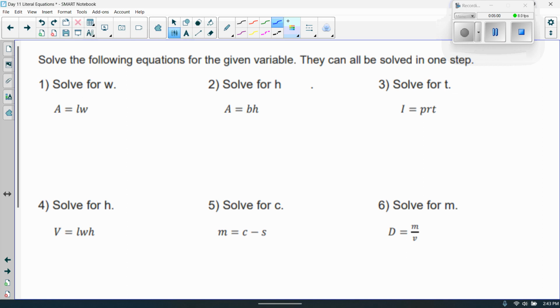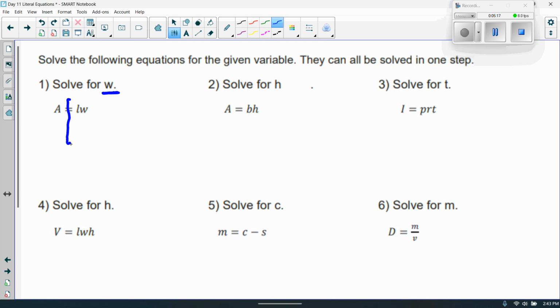These ones are obviously much easier. They all take one step, which is why we're starting off with them. But you always got to pay attention to which letter you're solving for. So for the first one, it says solve for w. Same plan. Ask yourself, which side is it on, the left or the right? And it's on the right. Well, what else is on that side?